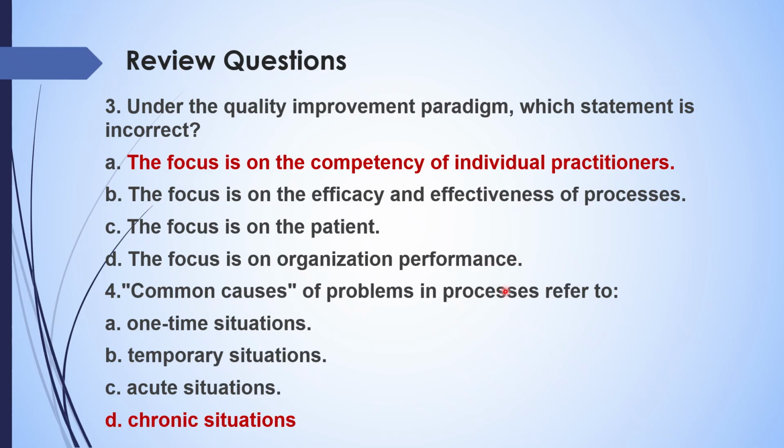Common causes of problems in processes refer to: one-time situation, temporary situations, acute situations, or chronic situations. So the common causes are chronic situations. It is a common issue, so it is a chronic situation. A one-time situation is an astronomical data point. A temporary situation can be either a shift or a trend. An acute situation is also a temporary situation, but chronic situations are common causes.